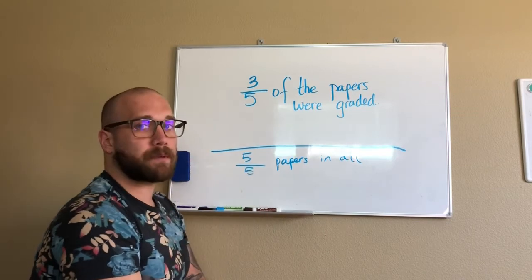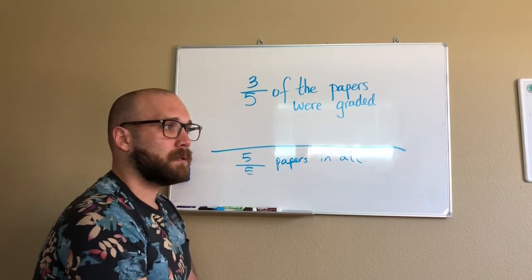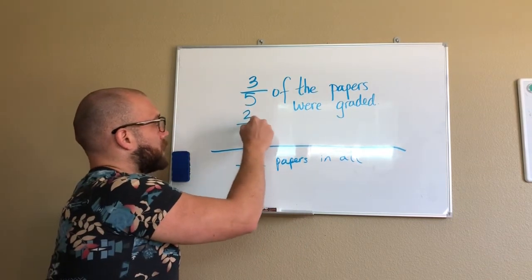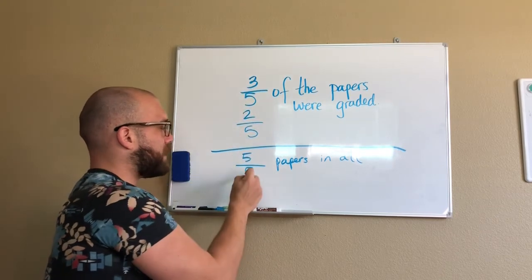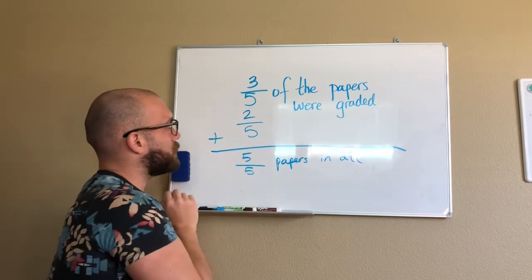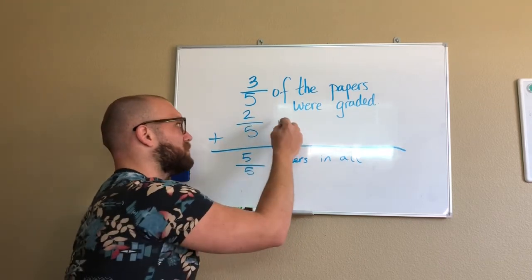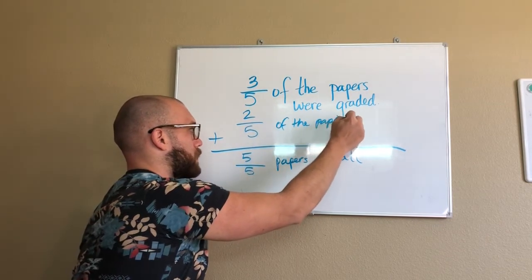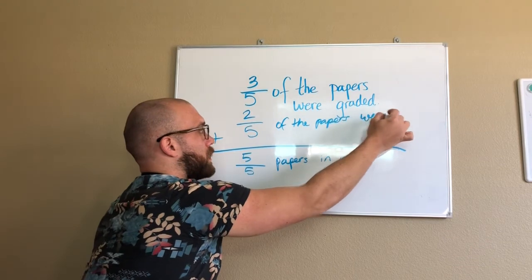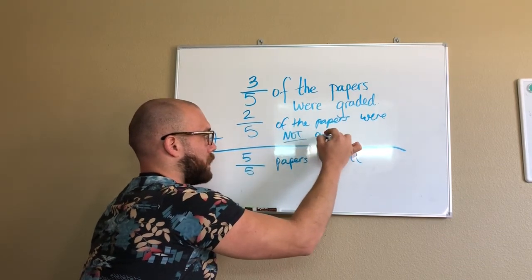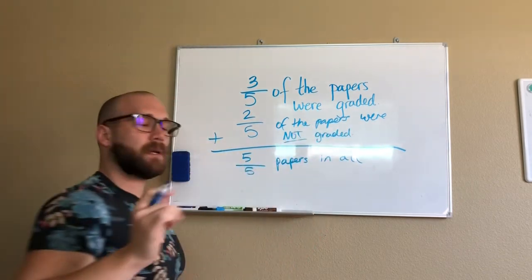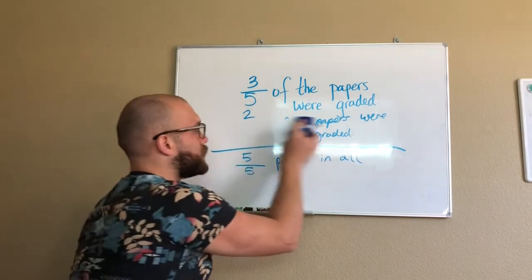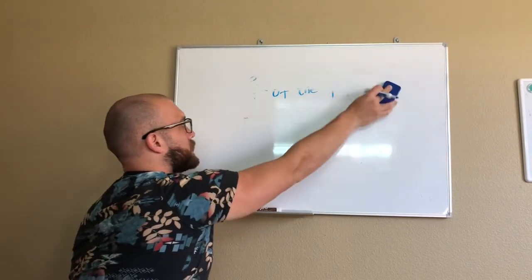So 3/5 of my papers were graded. I had 5 papers in all. What would the remainder be? 2/5. Because 3/5 plus 2/5 equals 5/5. I'm adding. So 3/5 of the papers were graded. 2/5 of the papers were not graded. And there's your equation. You now need to find part 2 in your textbook.